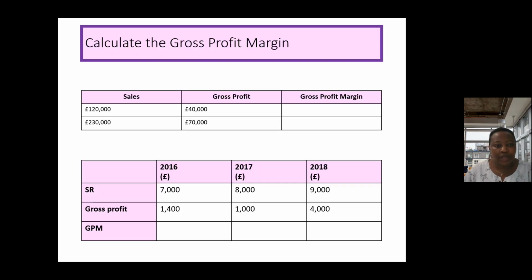Let's see how that is. We have an example here where we've been given our sales figure to be 120,000 and our gross profit figure is 40,000. So our gross profit margin on the basis of our formula would be what? Our gross profits in this case will be 40,000. You divide that by 120,000 and you multiply by 100.